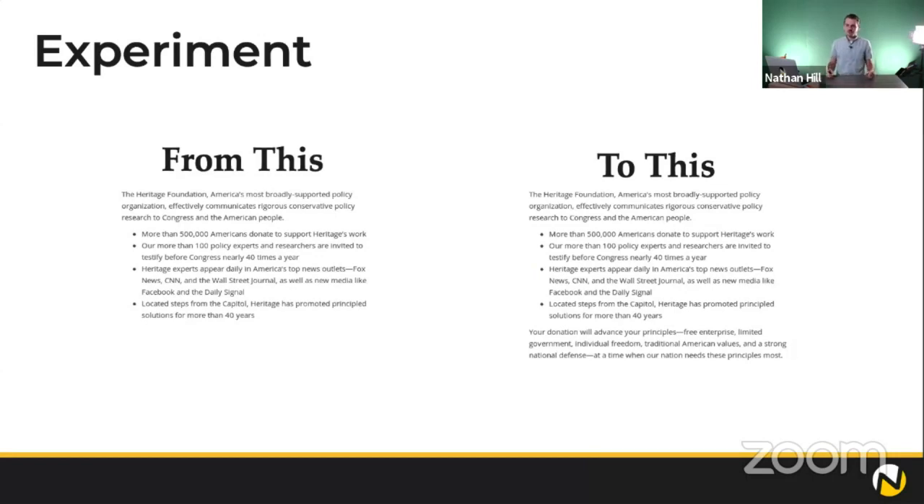So in version A, the specifics of the copy aren't important here, but version A talks about why you should give, and then there's a form below it. Version B talks about why you should give, same exact copy, but it includes an actual call to action. Your donation will advance your principles. Here's the impact it's going to make. Will you give? That's really the difference.